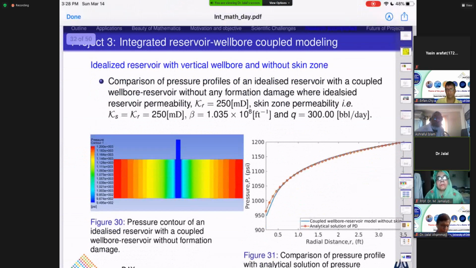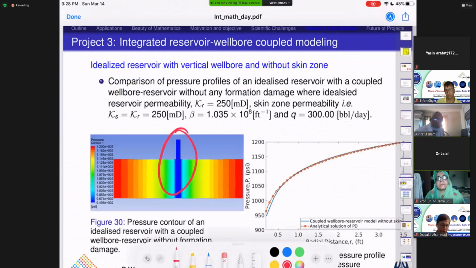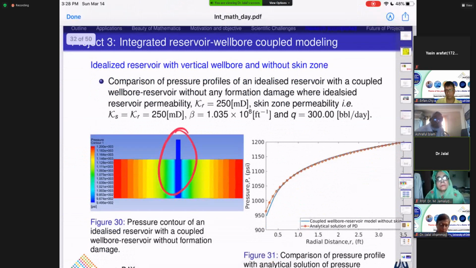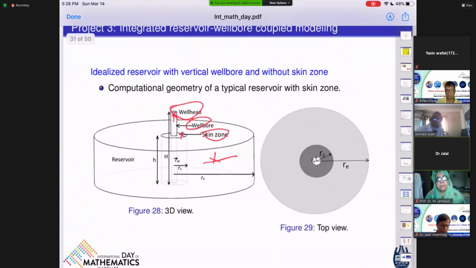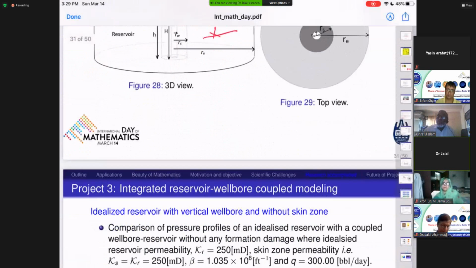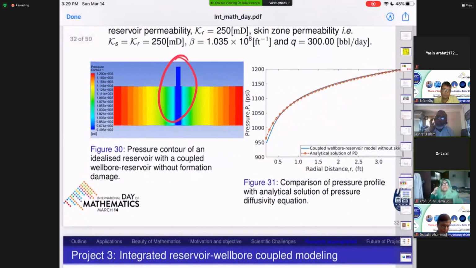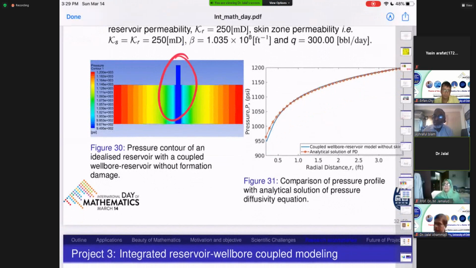If you see the previous figure, we did not have this one. Now we have included it. So what is the skin zone? Skin zone means damage zone. Why does damage occur? When we drill the hole using the drilling technique, the surrounding area gets damaged. That is called the skin zone. In other words, the damage zone.